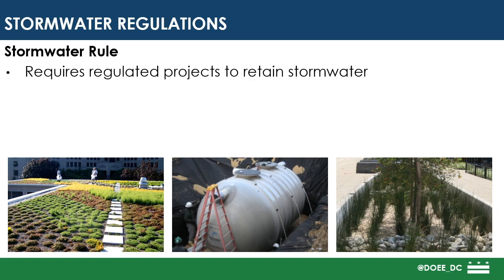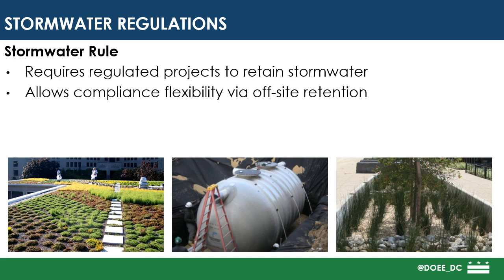It requires that development and major renovation projects above a certain size retain a certain amount of stormwater, and allows for multiple ways to comply with the retention requirement. Under the stormwater rule, projects may meet part of that requirement volume through on-site green infrastructure, off-site retention, or a combination of both. And this allows for key flexibility in the program. And that's where the Stormwater Retention Credit program comes in.